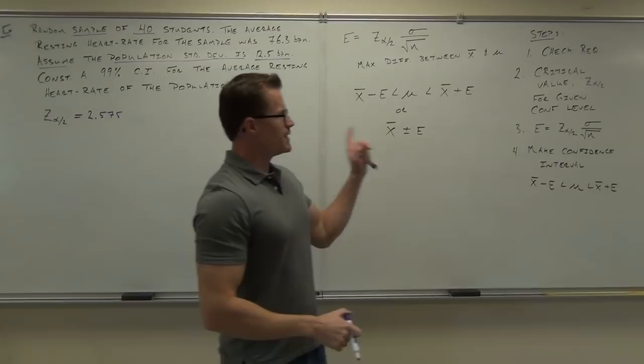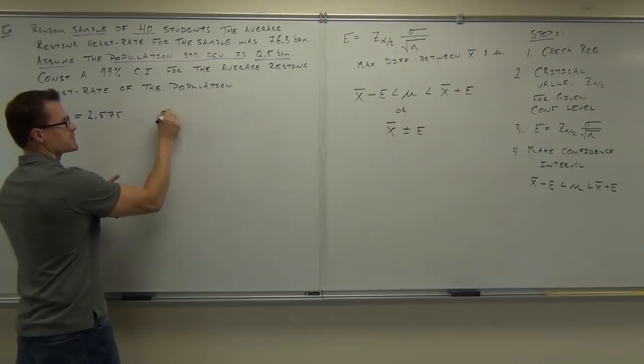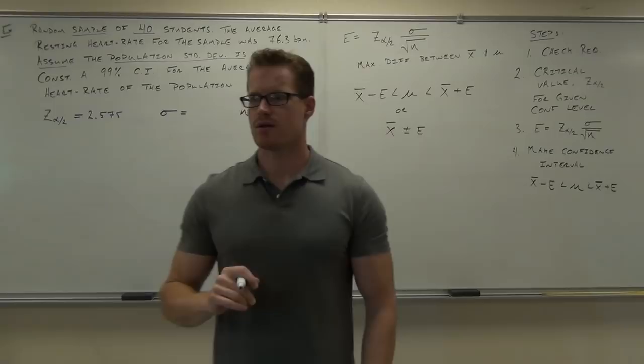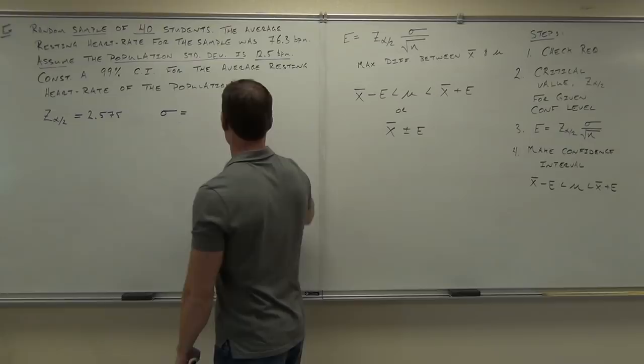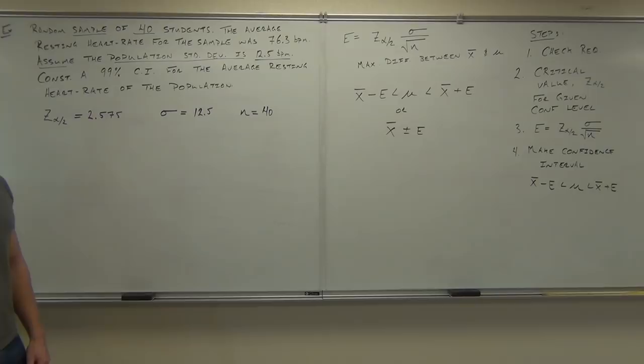Now, the next part says we're supposed to find E, but there's a couple of the letters we need to signify. So before we get to our E, not only are we going to have a z alpha over 2, because that's part of it, I also want you to explicitly list out, that means put that on your paper, your sigma and your N, because you need those things. Firstly, can you tell me what your N is? 40. Can you tell me what the sigma is? Now, before you go any further, stop. There's also one more number up here. Do you see it? It says the 76.3. We haven't put that on paper yet.